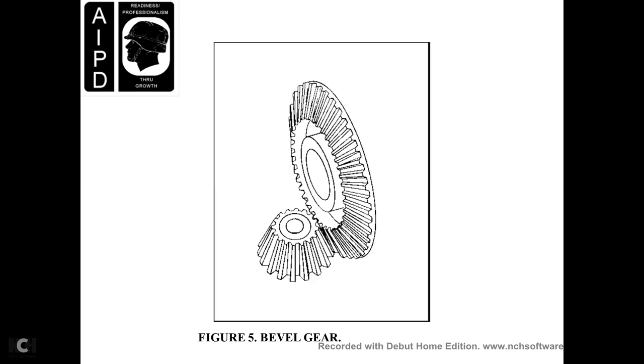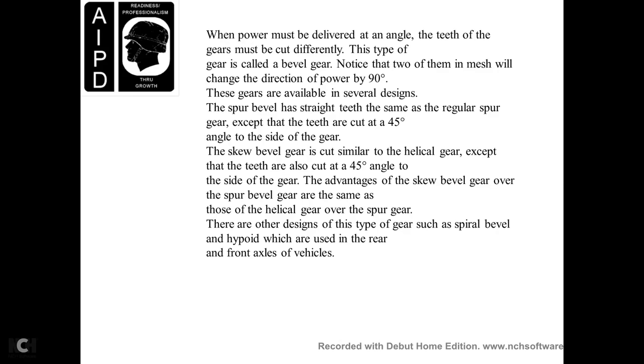Figure 5, bevel gears. Whenever power is delivered at an angle, the teeth of the gear must be cut differently. This type of gear is called the bevel gear. When two of them mesh, they change the direction of the power by 90 degrees.